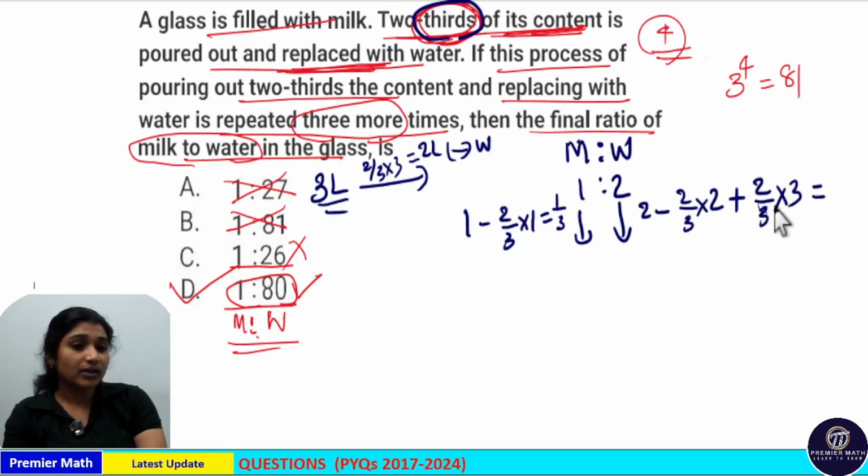Now total sum here is equal to 8 by 3. Then 1 by 3 is to 8 by 3, ratio is equal to 1 is to 8. Ratio is 1 is to 8.